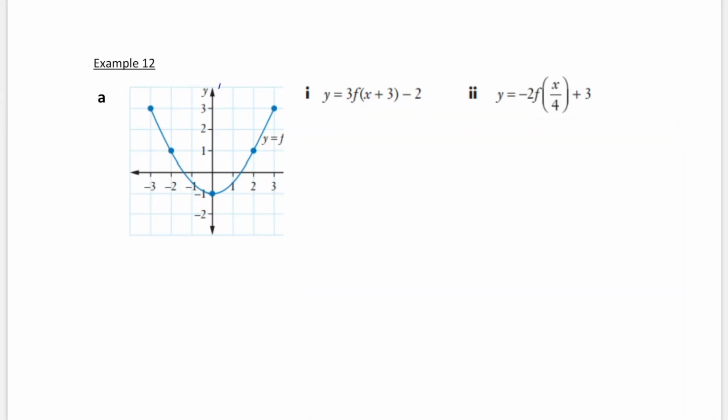We'll now look at example 12 from our previous lesson. We're going to be looking at this parabola here, and we're going to be transforming it for part i and part ii. Starting with i, the first thing I'm going to do is choose these 3 coordinates to start my transformations with. I'm going to make a table where I start by writing each coordinate.